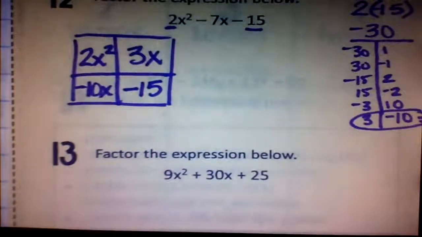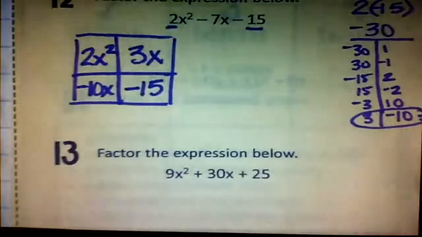So now it's back to things that you know how to do. Okay, so we're going to take this one set of 2 at a time. 2x squared and negative 10x. What is the greatest common factor of both of those? 2 and what? What else do they share in common? X. 2x.